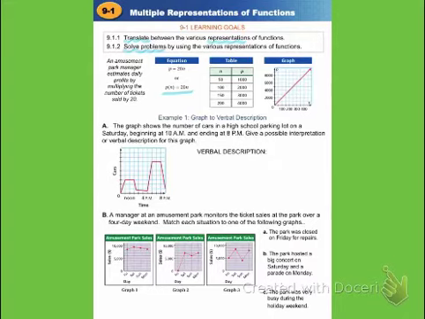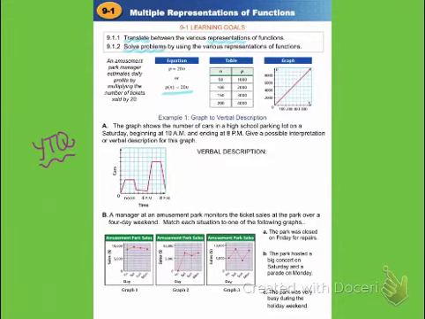So here's the scenario. The graph shows the number of cars in a high school parking lot on Saturday beginning at 10 a.m. and ending at 8 p.m. Give a possible interpretation or verbal description for this graph. So we see that there's parts of the graph that are increasing, parts of the graph that are staying steady, parts of the graph that are decreasing. So what might cause the behavior of the graph in these instances?